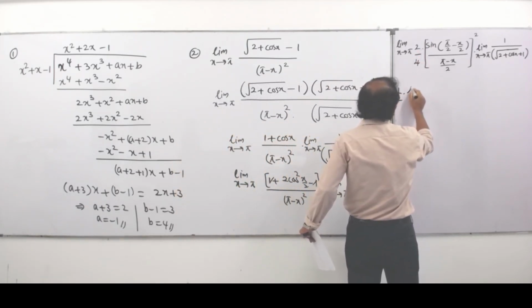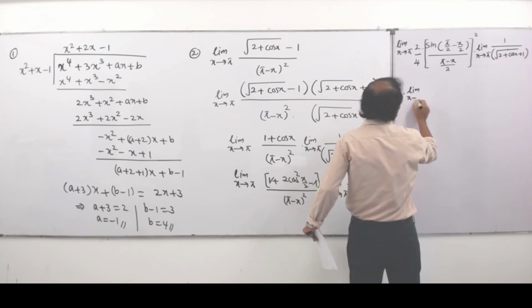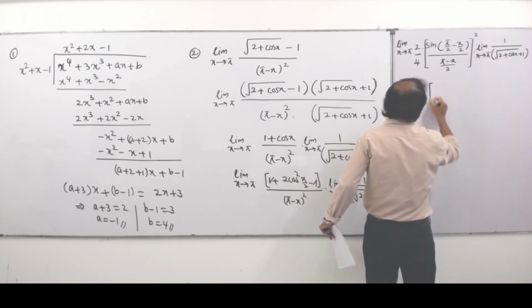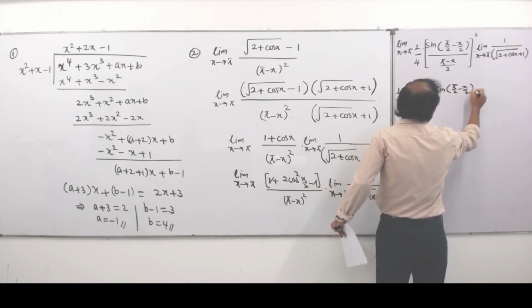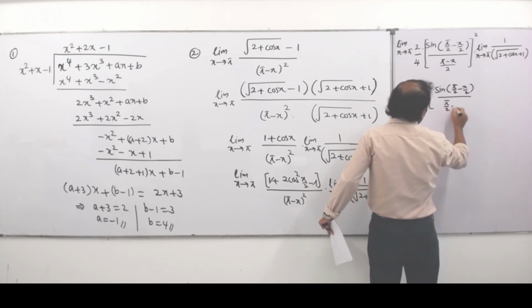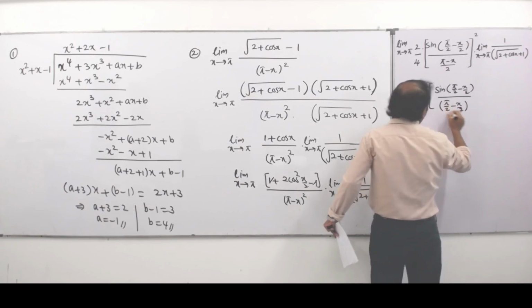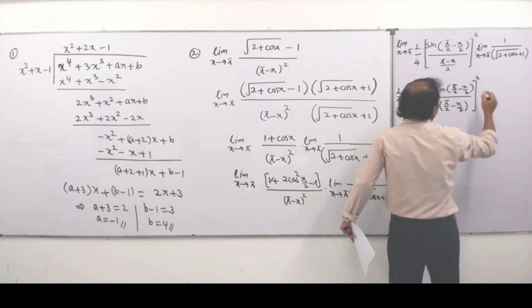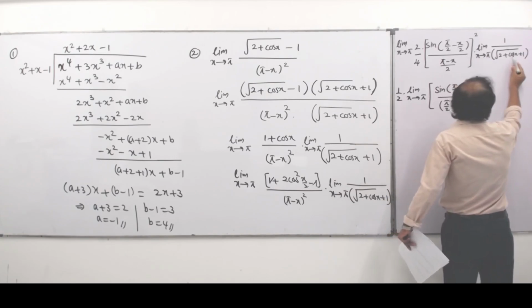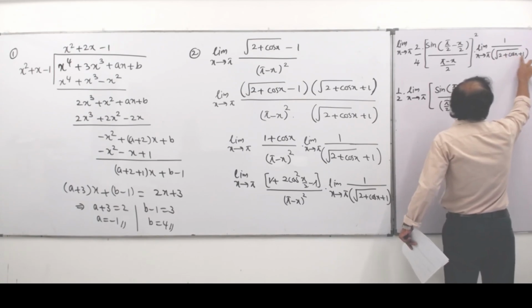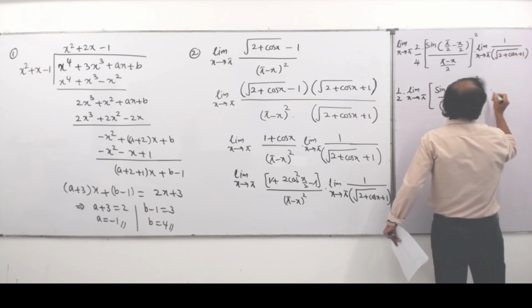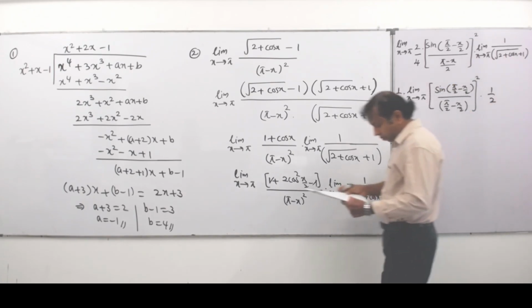Take that half out. Limit x going to pi. This one I can write sin(π/2 − x/2) divided by (π/2 − x/2), perfect squared. And shall I put this x going to pi here? When I put here pi, cos pi, right? Cos pi means cos 180. Cos 180 is minus 1. 2 minus 1 is 1. Root 1 is 1. 1 plus 1 is here 2. We get 1 over 2 here. Right. We get 1 over 2 here.